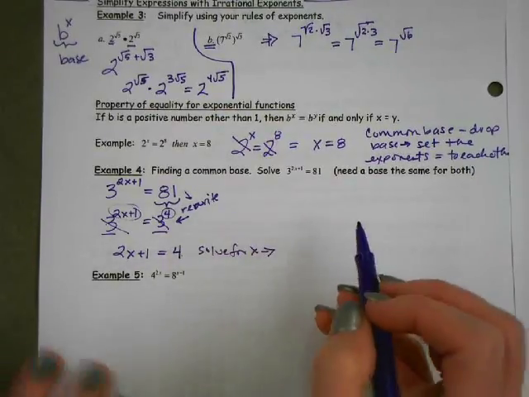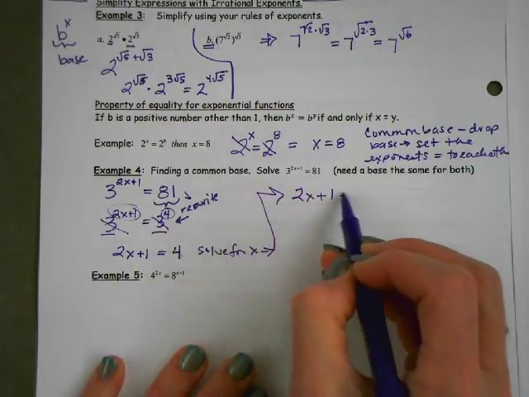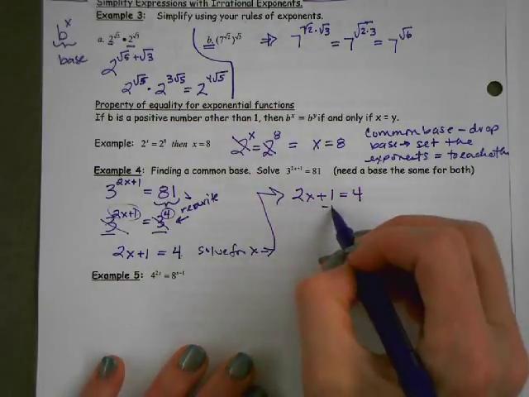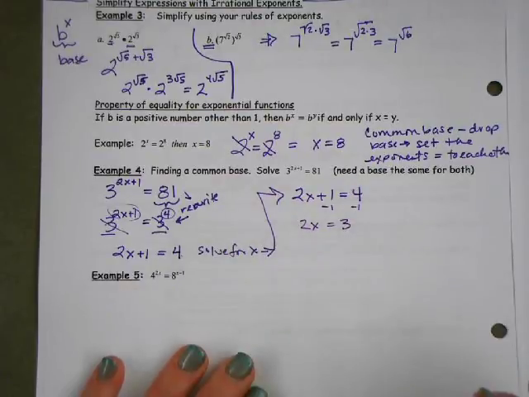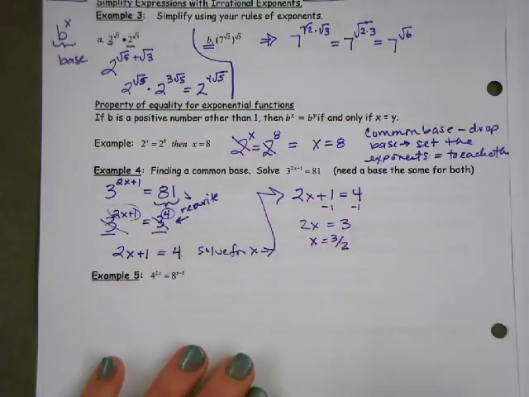So at this point, what would I do? I have 2x plus 1 equals 4. I want to do something before I divide by 2. Subtract 1, so minus 1, minus 1. So I get 2x equals 3. And I divide by 2, so x equals 3 halves.